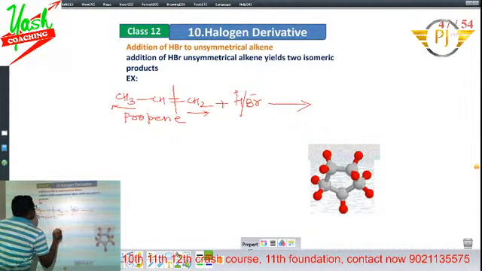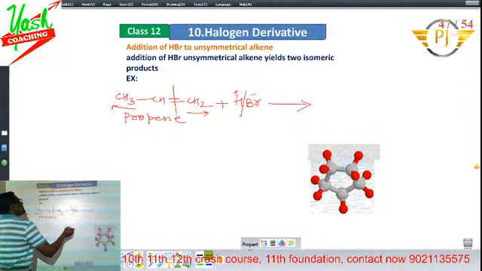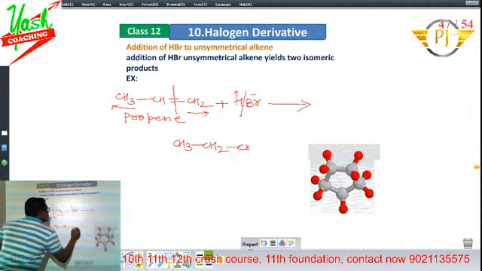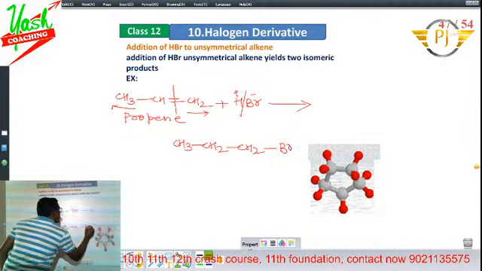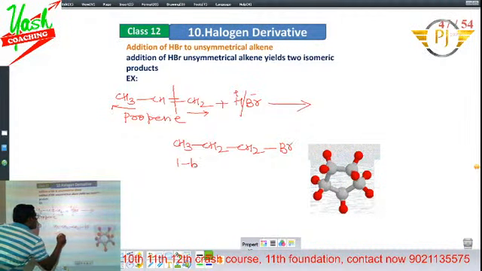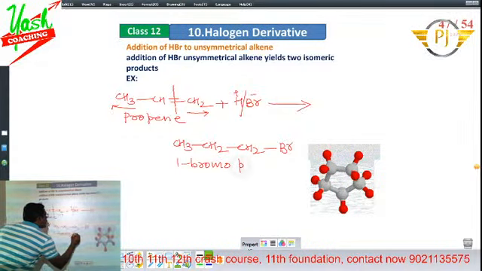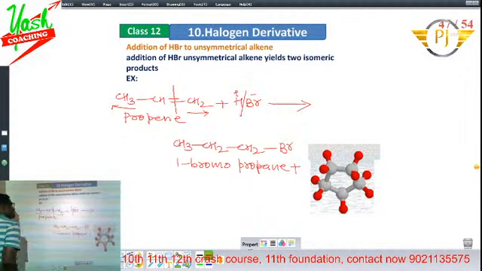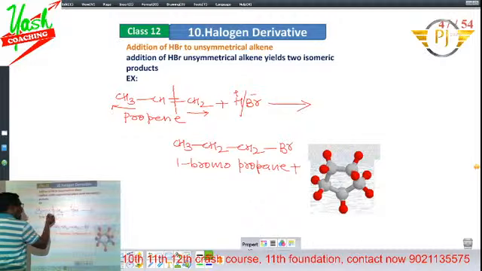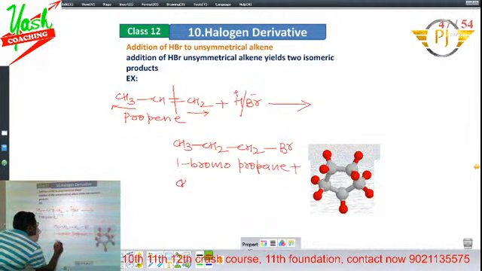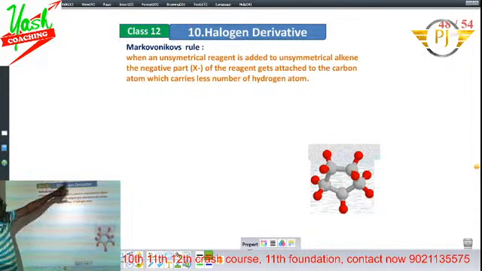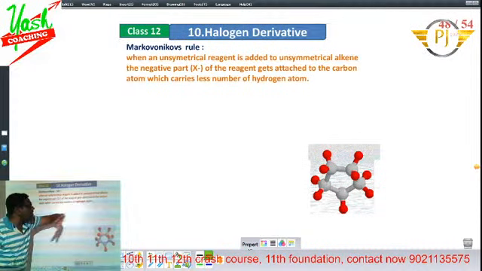Product number one: in the first case, this hydrogen gets added here and this bromine gets added here. We get CH3, CH2, CH2Br. This is 1-bromopropane, product number one. And in the other case, Br gets added here and hydrogen gets added here.